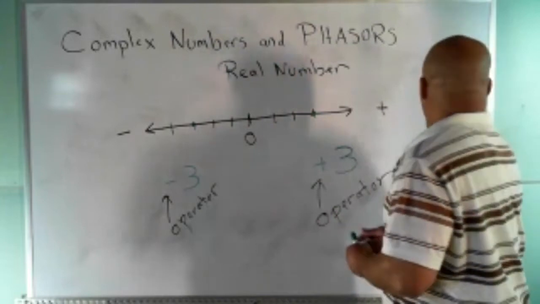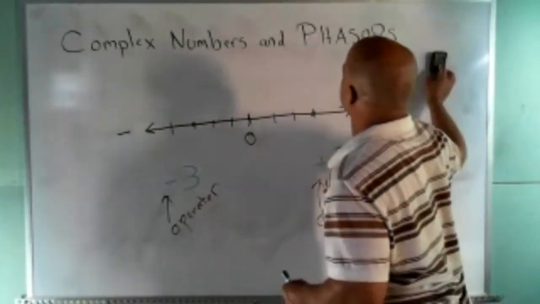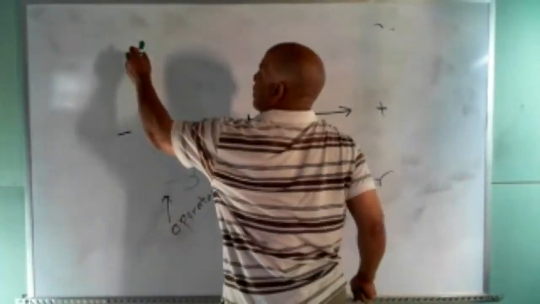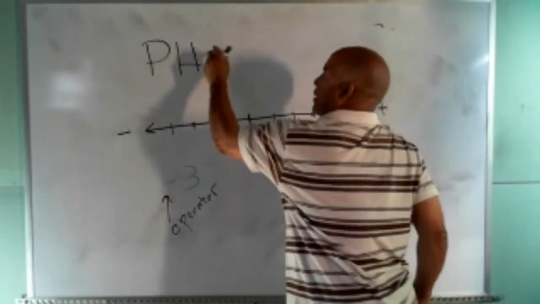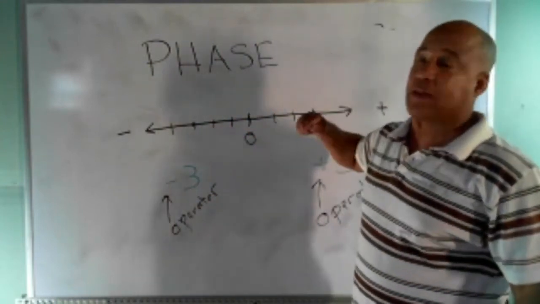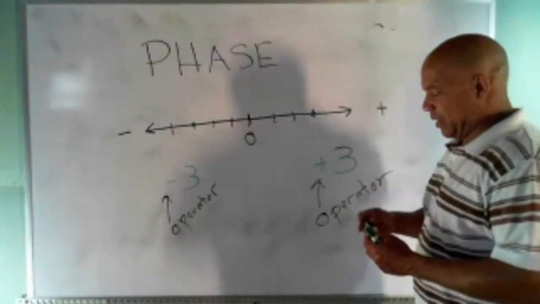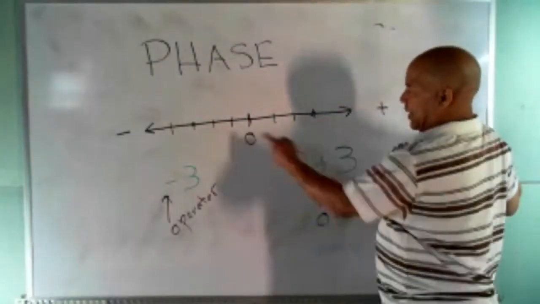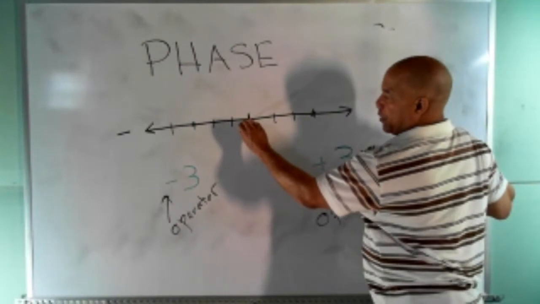I want to introduce something called phase. This is what may be new, phase. It turns out that every number has what we call phase. And when you learned about the number line, you probably did not learn about phase because you didn't need it. Basically it works like this. If I want to get to that number three, I can count over like I did, one, two, three. But I can draw an arrow that's 3 units long, like this.